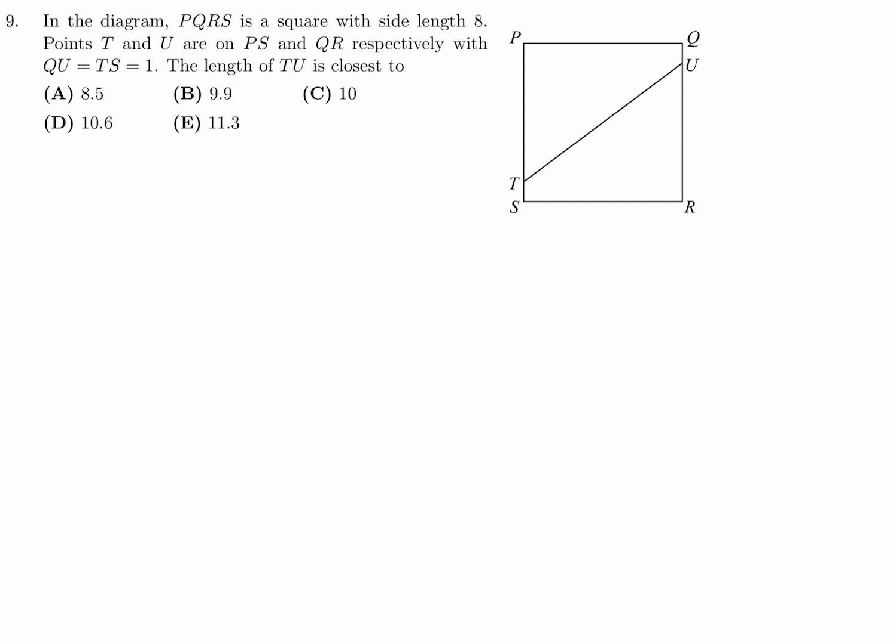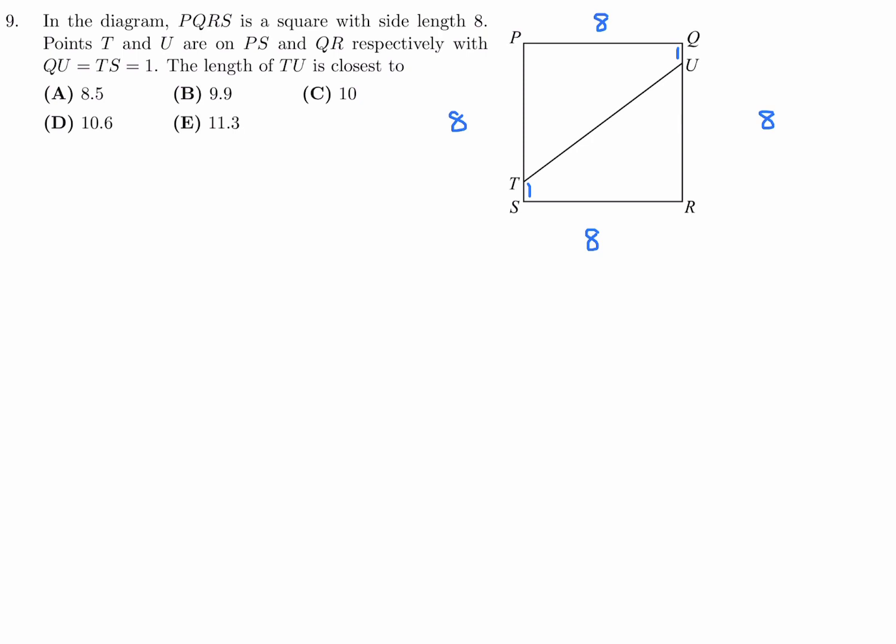In the diagram, PQRS is a square with side length 8. Points T and U are on PS and QR respectively, with QU equal to TS equals 1. The length of TU is. All right, let's label what we can. This is 8, this is 8, and so are these sides because those are sides of a square. And then QU and TS are 1, so this little guy is 1, and this is 1.